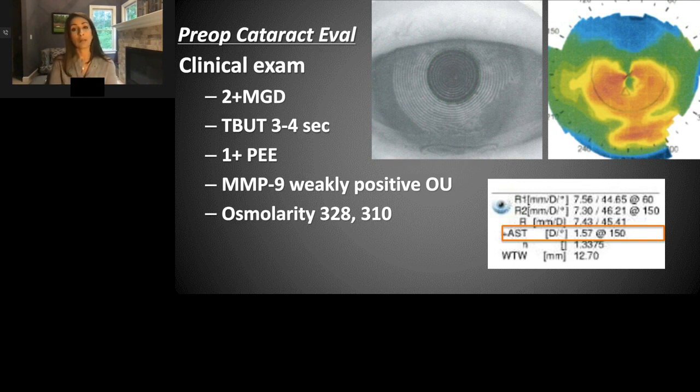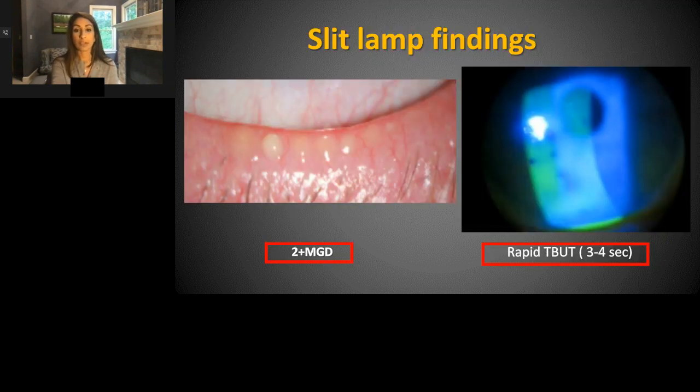Also on topography, if there's missing data, that also can be present when there's dry eye disease. So her MMP9 is weakly positive, and she has an abnormal osmolarity. And on our biometry, we're measuring against-the-rule astigmatism. That's what her lids look like. You can see the thick, buttery secretions and the telangiectasias. And then on the right here, rapid tear breakup time. So that's the actual tear film. We want that to be stable and intact.